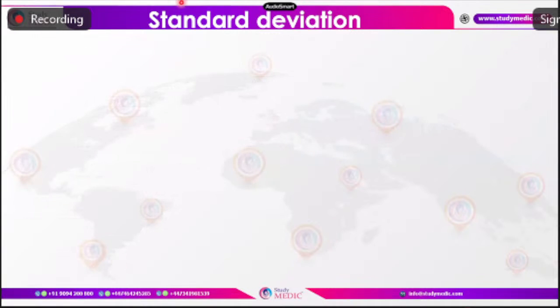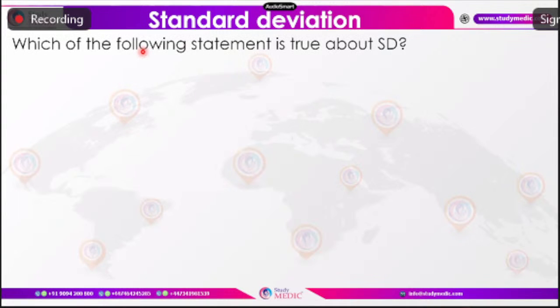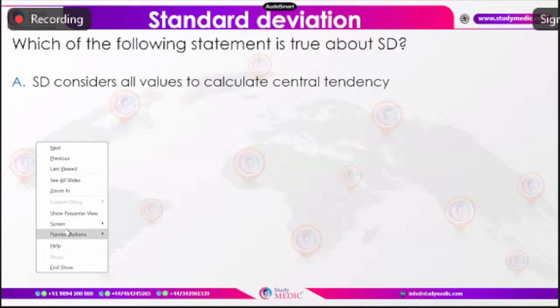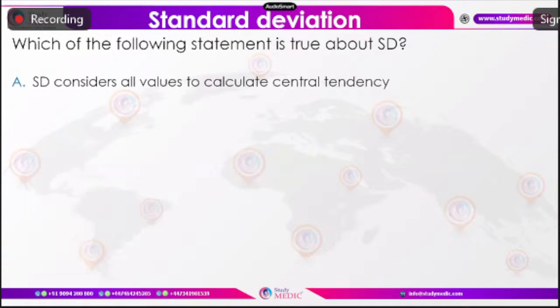Now we will see the characteristics of standard deviation. Which of the following statements is true about standard deviation? Standard deviation considers all values to calculate central tendency. Is it true? No. Standard deviation actually considers all values to calculate the dispersion. It considers all values because the difference between each value and the central value is considered, but it calculates dispersion.